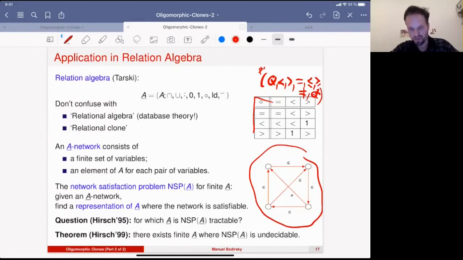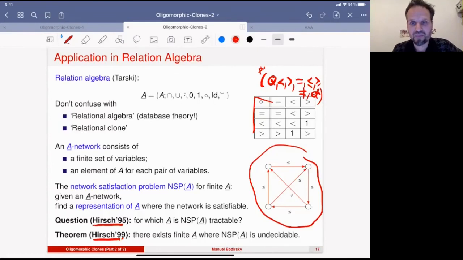And the question already goes back. This is older than CSP. It's older than the Feder-Vardi paper. It's already in '95. Hirsch asked, for which finite relation algebras A can we solve the network satisfaction problem for A in polynomial time? Yeah, and we have to be careful. It looks like, oh, it's a finite template here, but it's not true. Your relation algebra is finite, but the representations might have to be infinite. And so this problem can even be undecidable. We have to be careful.